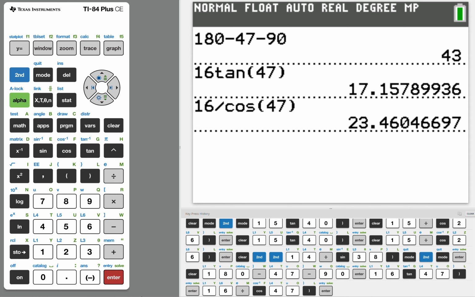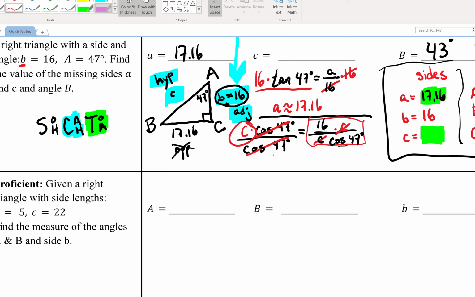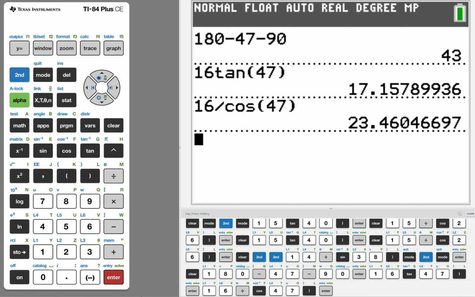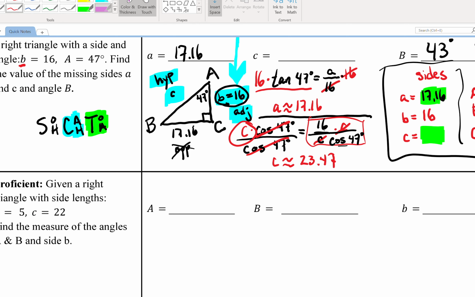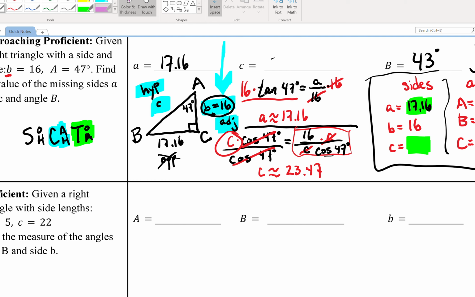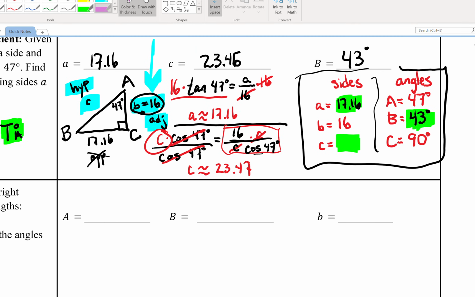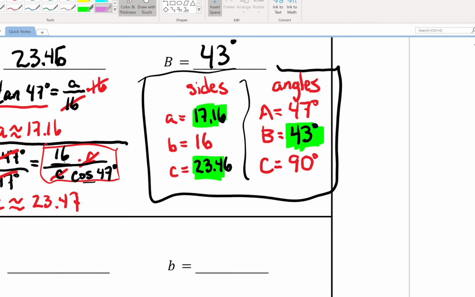And that gives me 23.46. So C is approximately 23.46. Okay, so good. Now I'm going to write that in here. C is approximately 23.46. And there are some things that I'd like you to notice about the answers here.